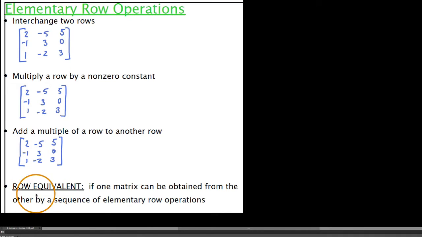So the first part we're going to start with is this bottom vocabulary phrase here. It says row equivalent. We say two matrices are row equivalent if one matrix can be obtained from the other matrix by a sequence of elementary row operations. And so for our elementary row operations, I'm going to be working with the same 3 by 3 matrix that you see in each of these cases. But what I'm going to do is just basically illustrate the different row operations and how we would write them, okay?